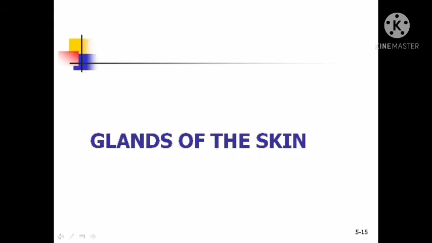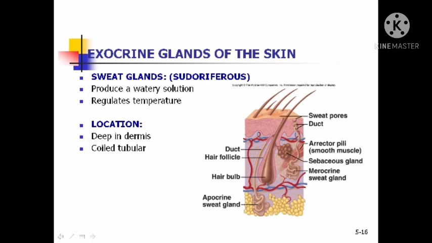The glands of the skin. The exocrine glands of the skin. First, the sweat glands, also called sudoriferous glands. They produce a watery solution. It regulates temperature, and they are located deep in the dermis, and their shape is coiled tubular.